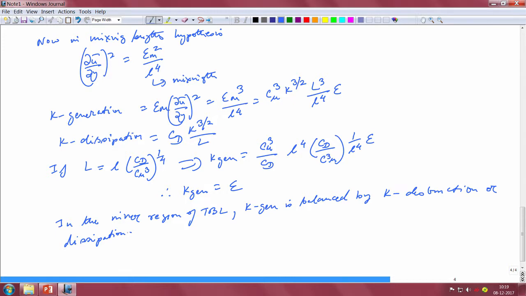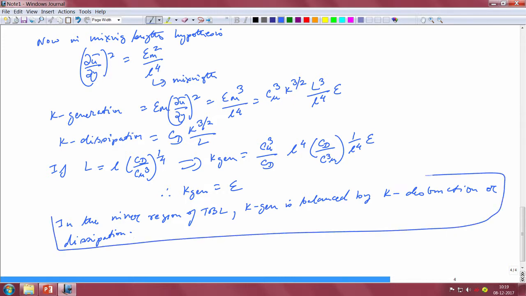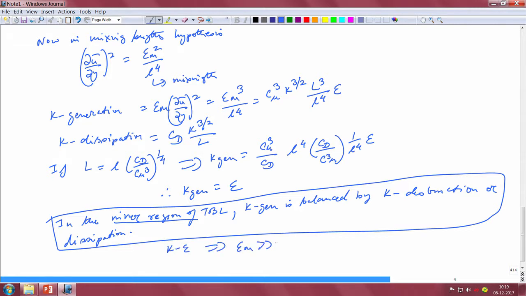So this is one of the most important things that you can take from here, in the inner region only. The K epsilon model, as we said, also implies that epsilon m is much greater than gamma. Therefore, it is not applicable near the wall, or viscous sublayer.